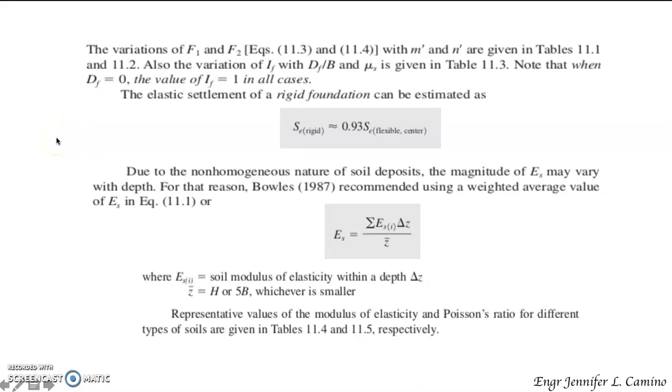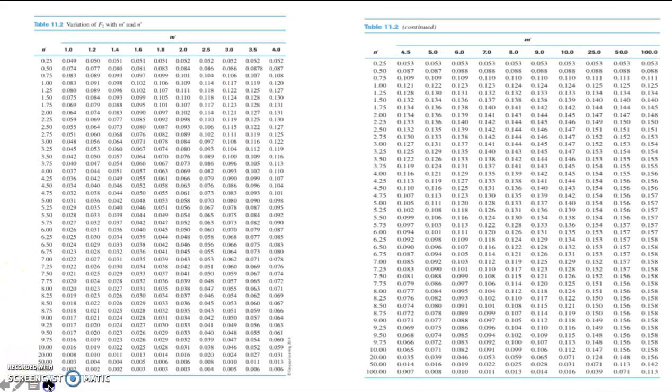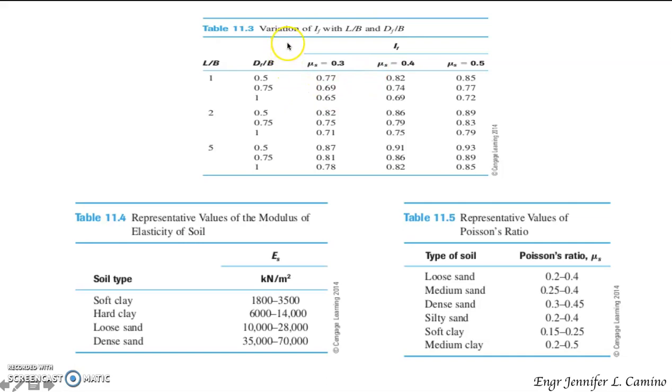Okay, as we continue, we also have the variation of I sub f with df over d and mu sub s, which is given in Table 11.3. We have to take note that when df is equal to 0, the value for I sub f is equal to 1 in all cases. So we have here Table 11.3, the variation of I sub f. We have to take note of dl over d and df over d so that we can have the value for I sub f.